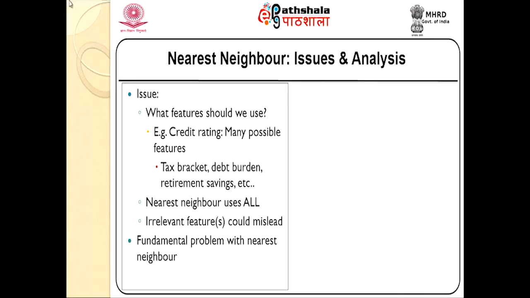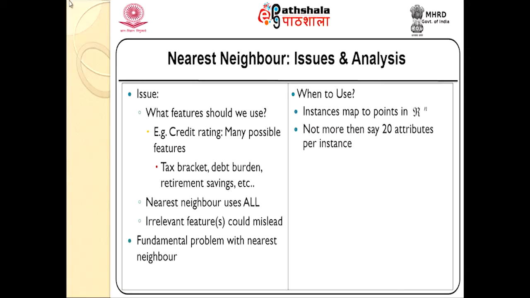Okay. So, when do we use nearest neighbor? That is the next question. All the training instances that we have should map to points in a space called R. It should map to R. And there should not be more than 20 attributes per instance. If you have more than 20 attributes associated with each instance, you cannot use nearest neighbor because it becomes too computationally expensive. If you have lots of training data, it is good because it will give an average value.